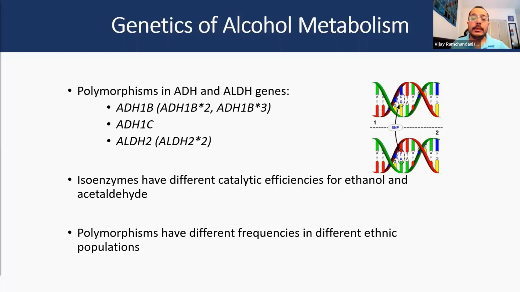And so the three most studied and most relevant are the ADH1B and the ADH1C, which are two isoforms, or different forms, of the ADH enzyme, and also the ALDH2. And as it turns out, these polymorphisms, which involve a change in the sequence of amino acids in the protein, which are driven by individual differences in the genetic code, result in isozymes that have different efficiencies of breaking down alcohol and acetaldehyde. And also importantly, these polymorphisms have different frequencies in the different populations.